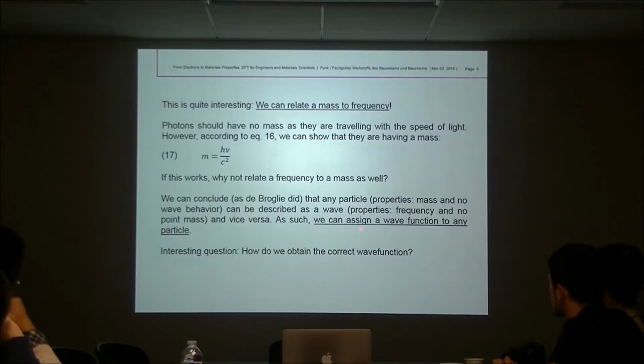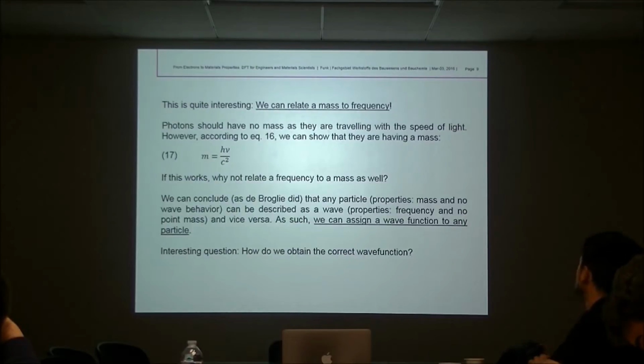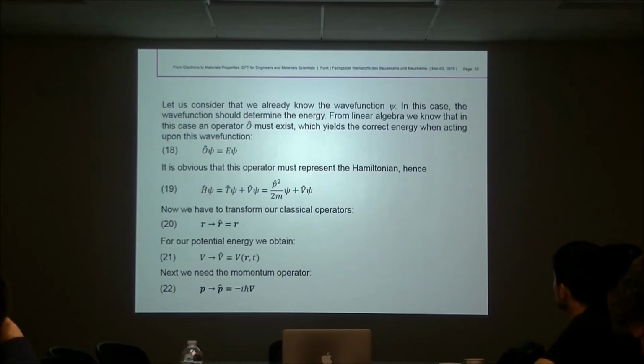And as such, we can assign a wave function to any particle. This is the first step towards Schrödinger's equation. Only problem is, how do you obtain the correct wave function, right? So we know it is a wave, but we do not know its wave function. Let's see what we know.